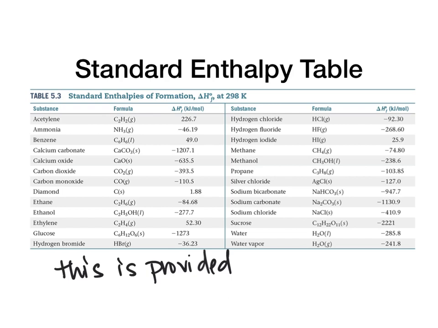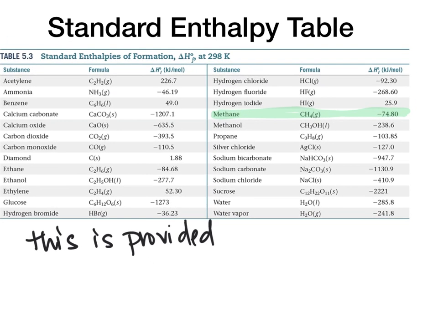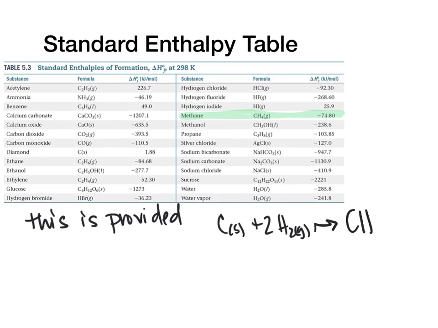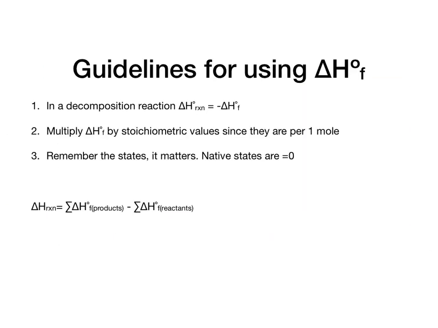So if we think about methane gas, the delta H naught F in that case is negative 74.8 kilojoules per mole. So when we create it from the components, for methane gas, it would actually be carbon solid plus 2H2 gas yields CH4 gas. So this would be the equation for that reaction. But the delta H comes out of this table. So how do we use this information once we have it?